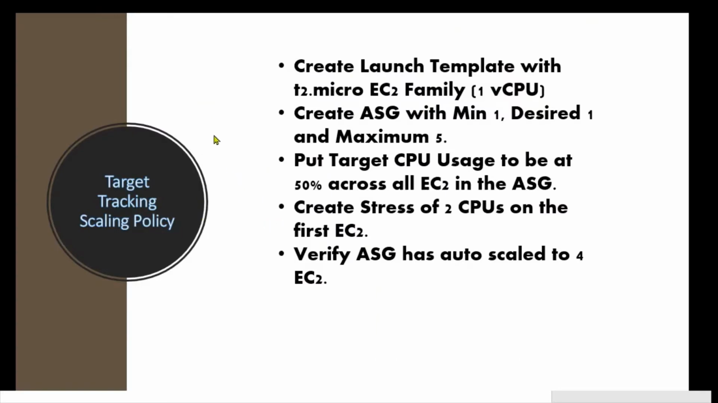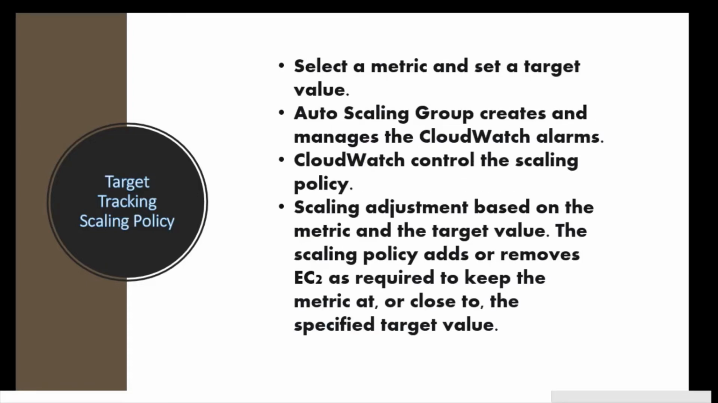Okay, so we'll be learning about target tracking scaling policy in auto scaling groups. How it happens: while creating the auto scaling group, we select the target tracking scaling policy, and in that we specify a metric and set a target value. For example, CPU, let's say 50% of the CPU usage.